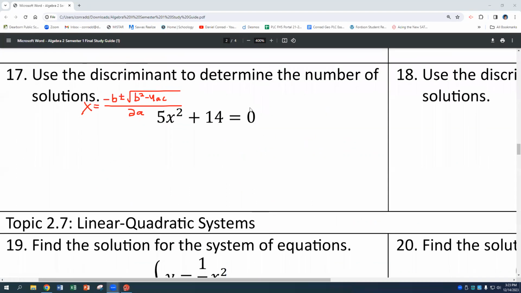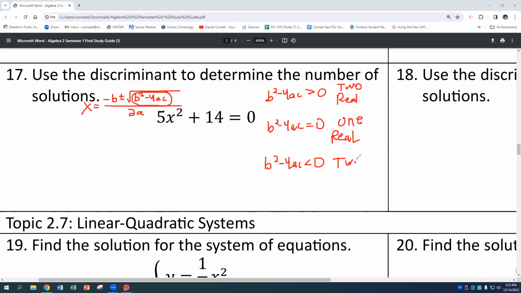All right, so the discriminant is just the b squared minus 4ac here. It's this part. If I could circle it well, right here. Okay, so if b squared minus 4ac is greater than 0, then you're going to have two real solutions. If b squared minus 4ac equals 0, you're going to have one real solution. And if b squared minus 4ac is less than 0, then you're going to have two complex solutions, right?